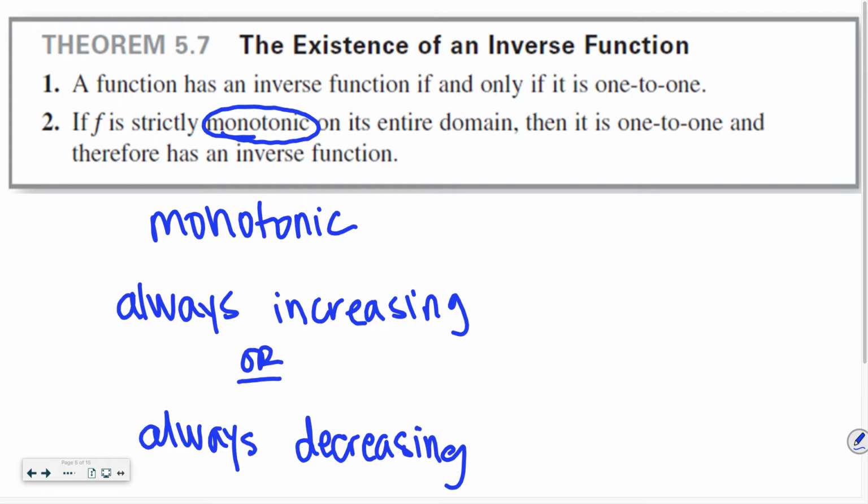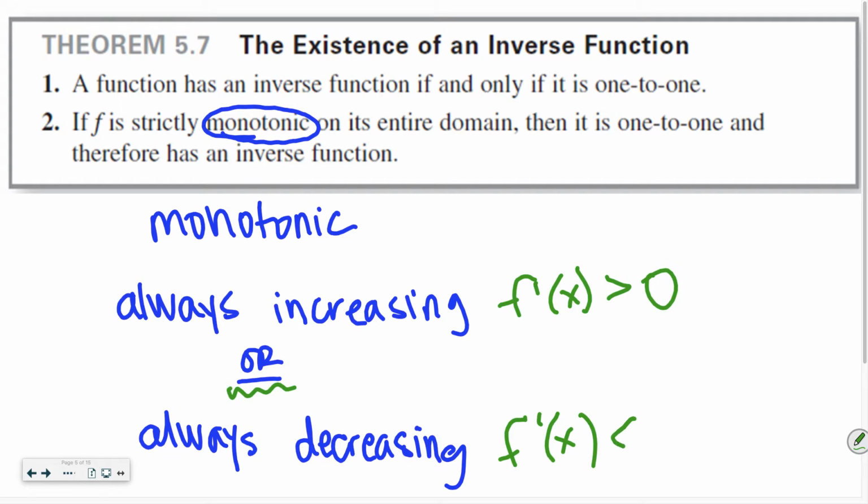Okay, let's relate this to derivatives. If we are always increasing, what does that mean? The derivative exists, and if we are always increasing, our derivative would always be positive. Or, if we are always decreasing, then our derivative would always be negative. So if we can take a derivative of a function and determine that it's always positive or always negative, then we can say, all right, this function is monotonic, so yes, it has an inverse.